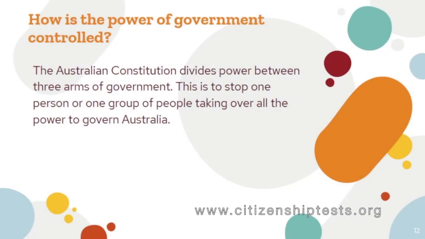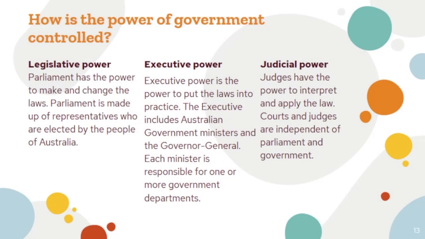The Australian Constitution divides power between 3 arms of government. This is to stop one person or one group of people taking over all the power to govern Australia. Legislative power. Parliament has the power to make and change the laws. Parliament is made up of representatives who are elected by the people of Australia.